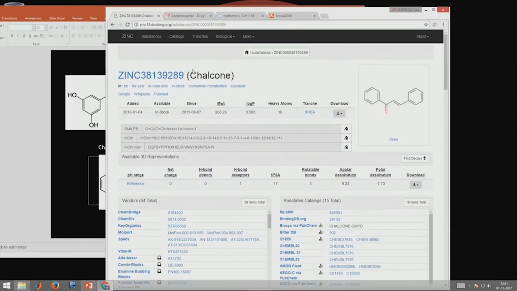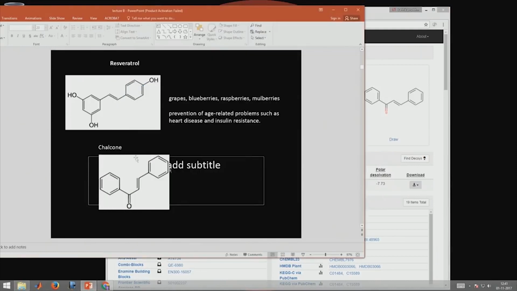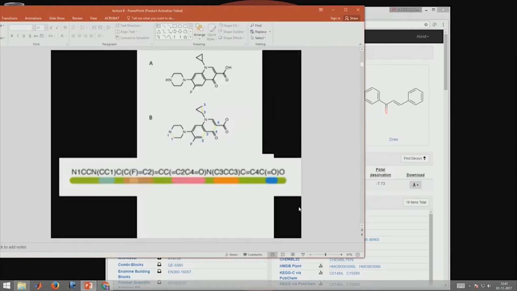It is just a string of characters which describes the structures, and we can move this Smiles notation from one database to another to get more information, if any is available in another database. So, instead of drawing the structures, we can use this Smiles notation. So, Smiles notation is extremely useful.